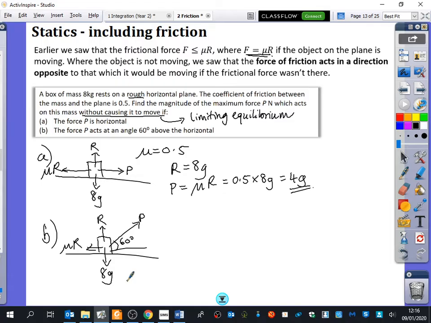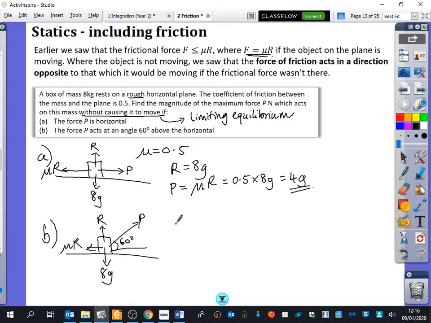Has anything, I don't know how to say this without giving the answer away. So are we just going to say, instead of P being equal to mu R, can we just say... I'm actually not going to do it, it's going to be more confusing. First of all, what do we need to work out in this situation then?